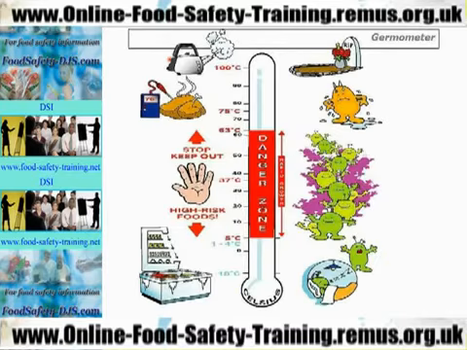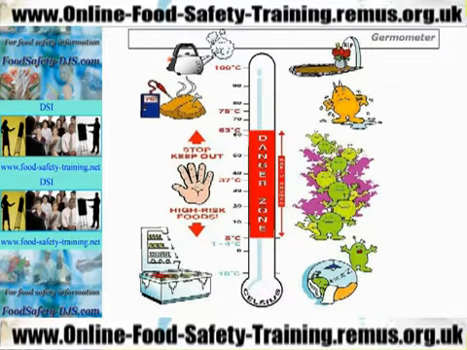Please make some notes on this slide because the temperatures here are very important. First of all, this is a thermometer showing what happens to bacteria at certain temperatures. If we start off at the bottom of the thermometer, we've got minus 18 degrees Celsius. This is the maximum temperature of freezers, whether they're commercial or domestic freezers. So it's minus 18 degrees Celsius or lower. And at this temperature, bacteria will remain dormant. You won't kill them by freezing them, but they won't multiply.